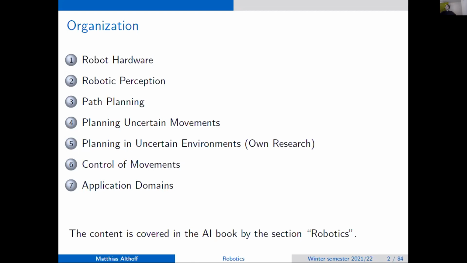And then we will give you a crash course on control of movements. This is a crash course on control theory for robotics, but it will not be very detailed. If you want to know more about these things, you should attend the lecture cyber-physical systems in the summer semester. And then we briefly talk about application domains of robotics. The content of this section is covered in the AI book in the section robotics.